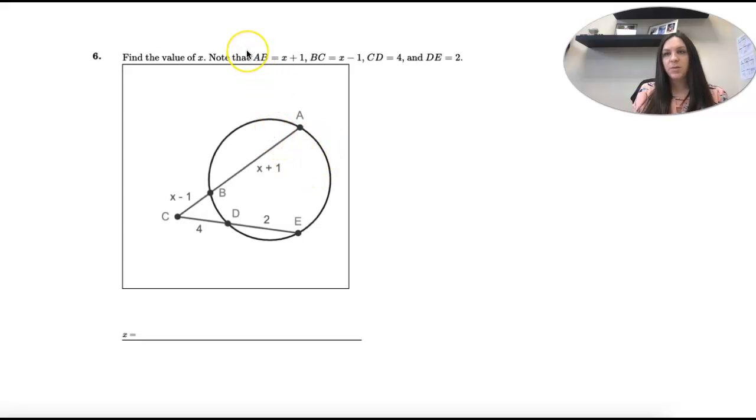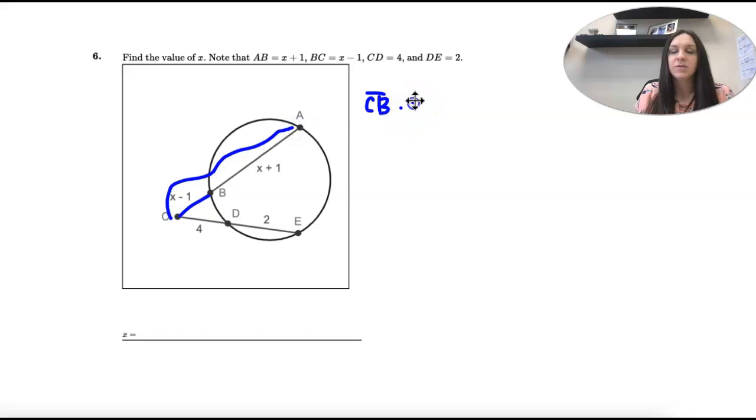So number 6, we want to find the value of x. So we're going to take CB, and if we multiply that by this whole thing, so CA, that's equal to this other short one right here, CD, multiplied by this whole thing, CE.